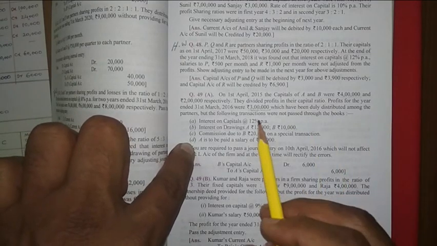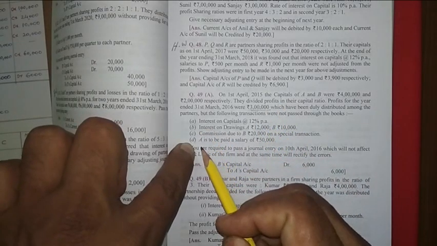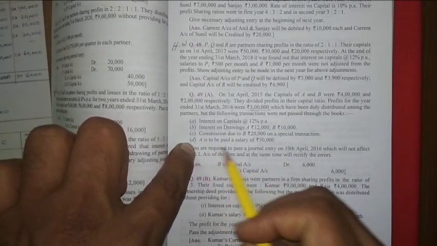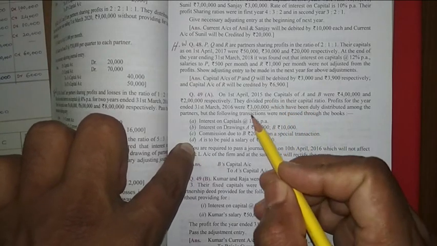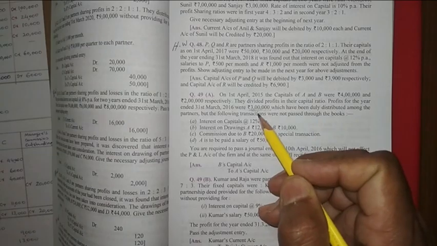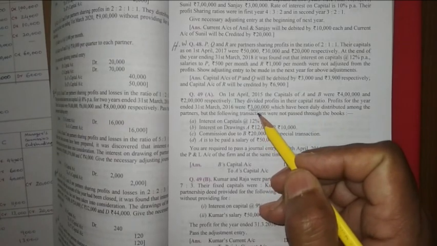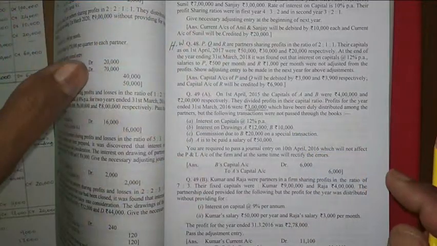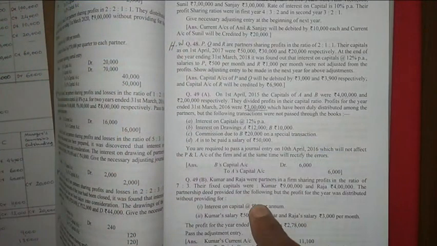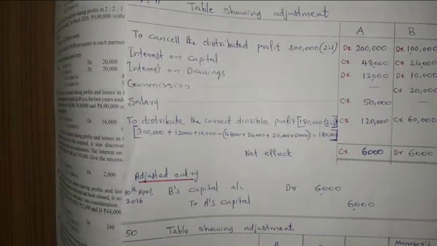If a profit is given, that profit is already distributed without considering the partnership deed conditions. That is why we cancel the profit already distributed in the ratio in which they have shared it. The previous question's profit was not given, so in this question we are doing it in a different way, and you can see the steps here.